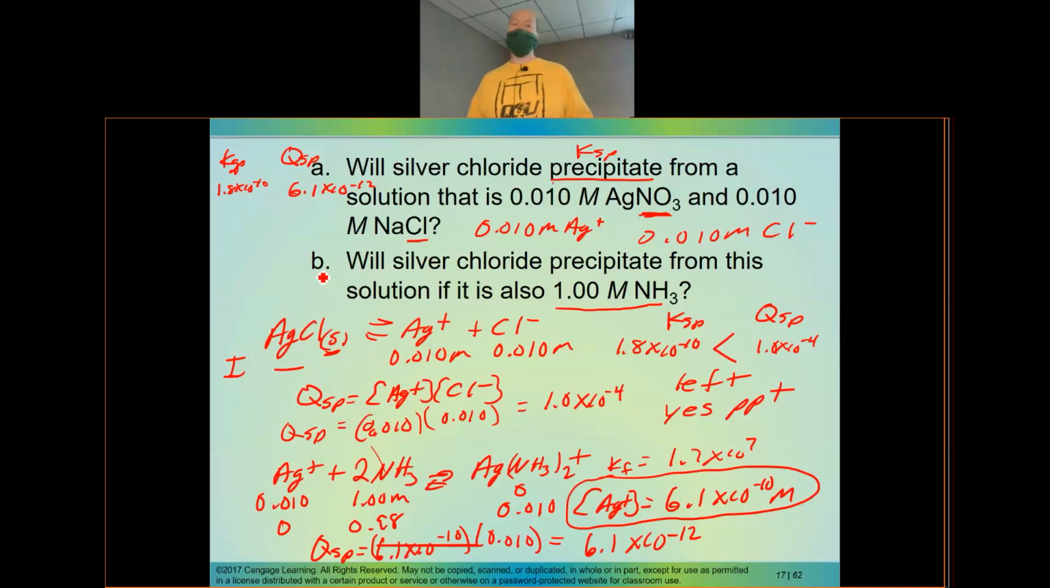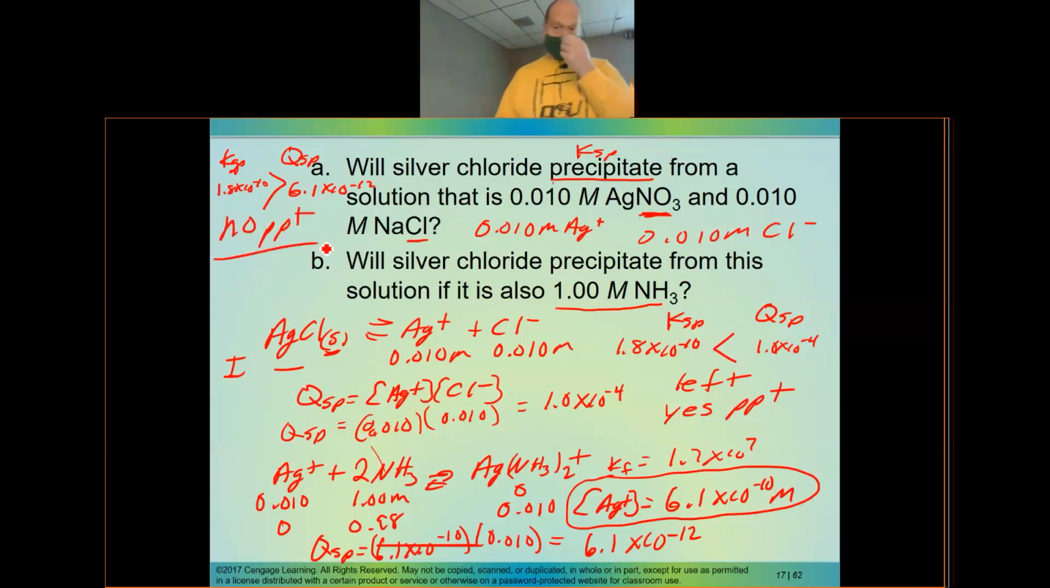Now we see that our Q value is smaller than our K value, right? And so the K value is greater than our Q value. So again, if you write the K first, the Q second, the inequality points you in the right direction. All right, so the Q value is too small. In order for that number to get bigger, we need to make more products. It is going to the right. If it's going to the right, that means you're not forming any solid on the left. And so this is no precipitate.